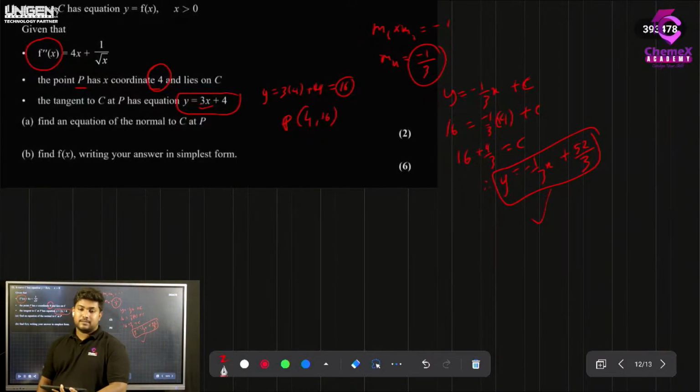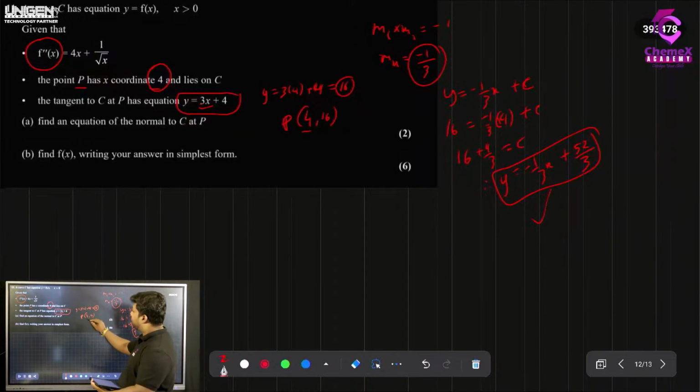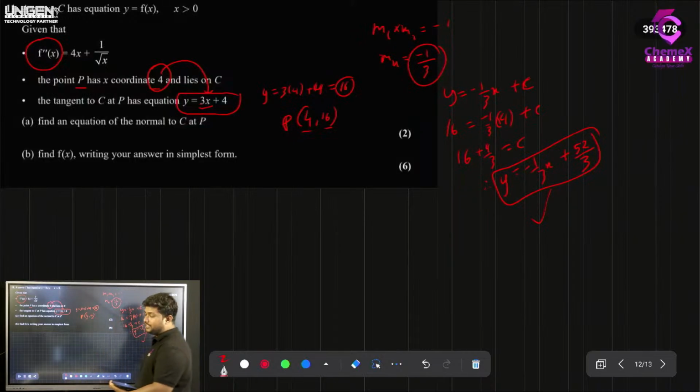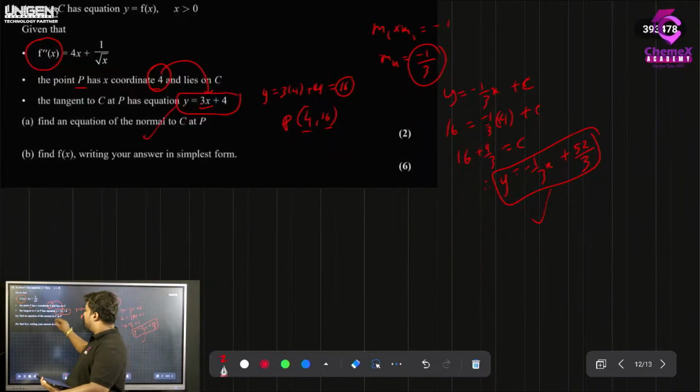Any questions, Nidusha? How I got y and x, do you understand? I just substituted this 4 to here. Yes, sir, got it. Okay, this part is done. That's 2 marks. Find f(x).